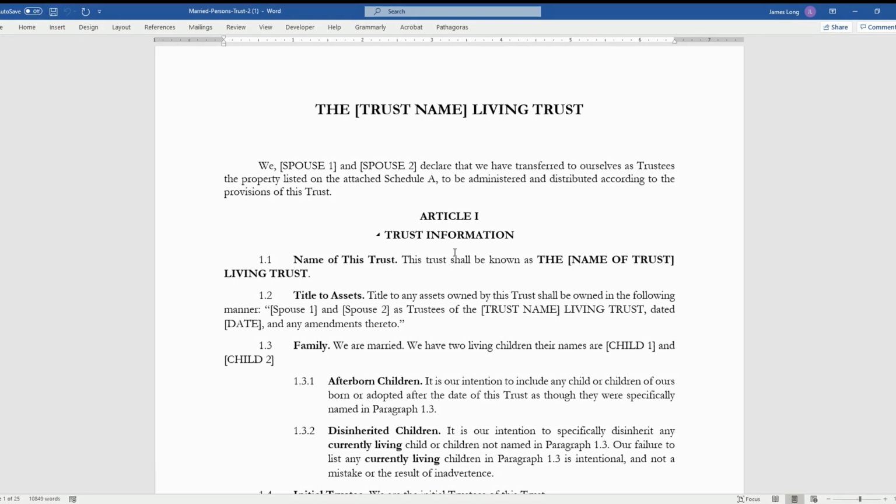Hi, guys. Thanks for joining me here. We're going to continue on with our living trust tutorial. This part of the tutorial is going to actually go over the married person's living trust template.